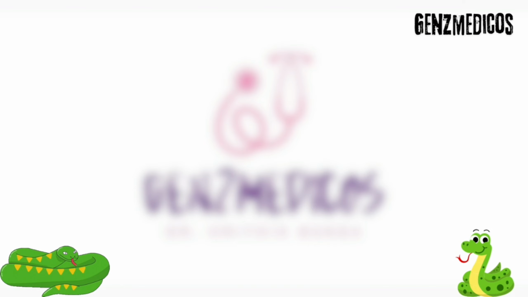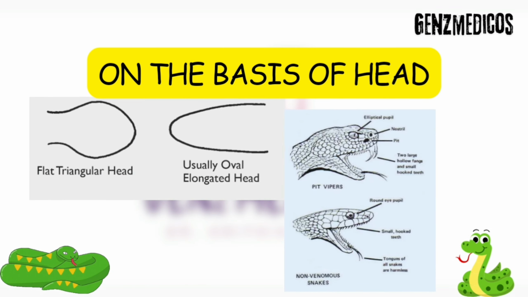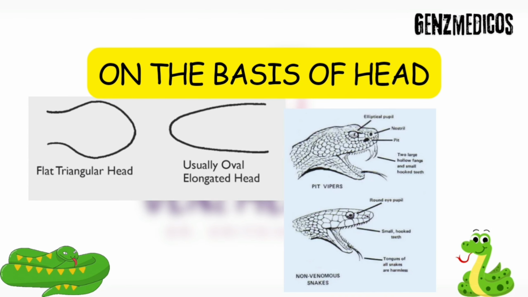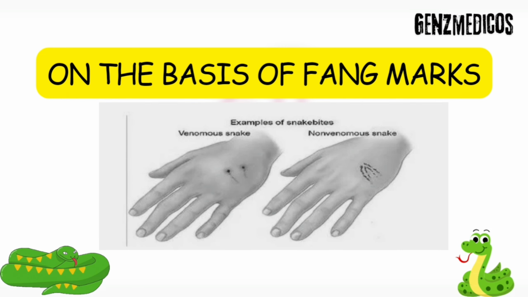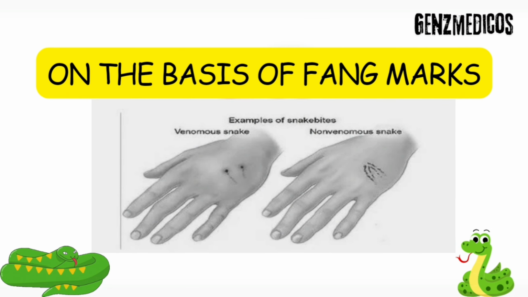Now we will compare poisonous versus non-poisonous snake. So first of all, on the basis of head. Generally, poisonous snakes have a triangular head, while non-poisonous snakes have an oval and elongated head. On the basis of fang marks, on my left side we have a venomous snake. You can see two bite marks. The distance between is 1 cm to 0.5 cm, while in case of non-venomous it's semicircular parallel lines.